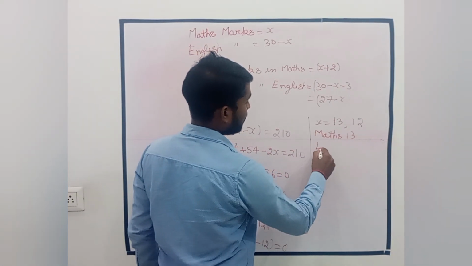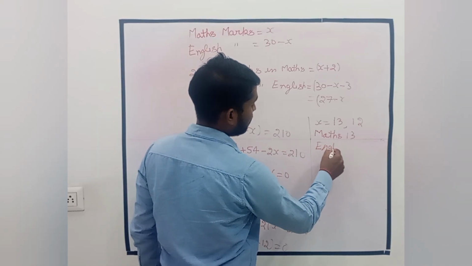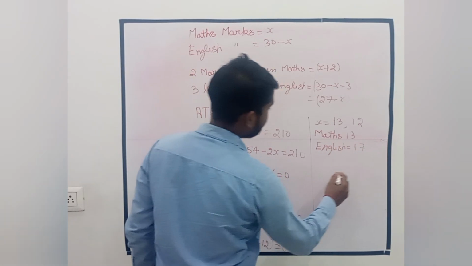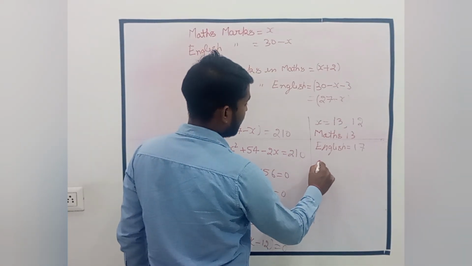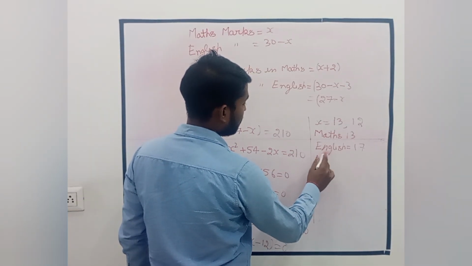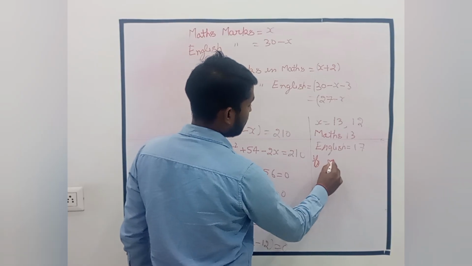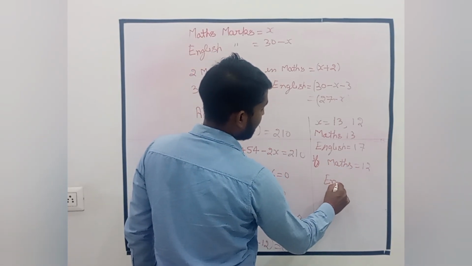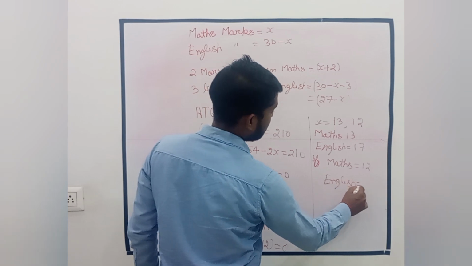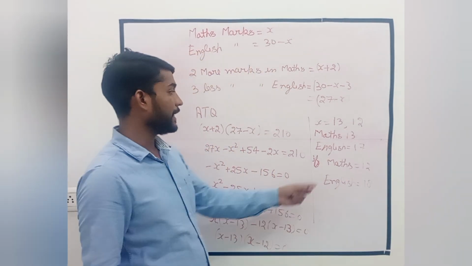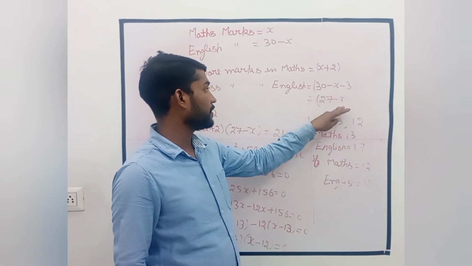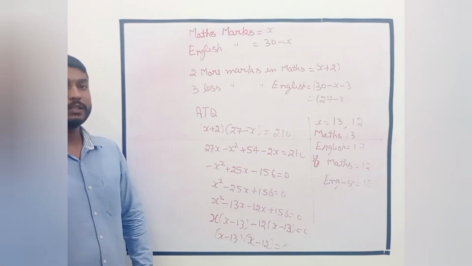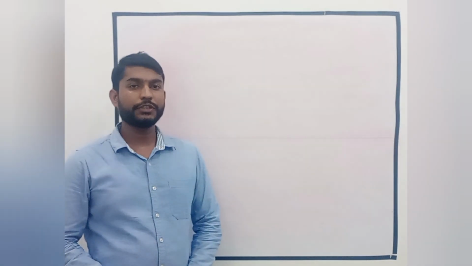If 13, and English is 17, if maths marks is 12, then English is 18. And now we will check the product of these two after substituting this. The answer is 210. And both of the answers are correct. And this is a new question.